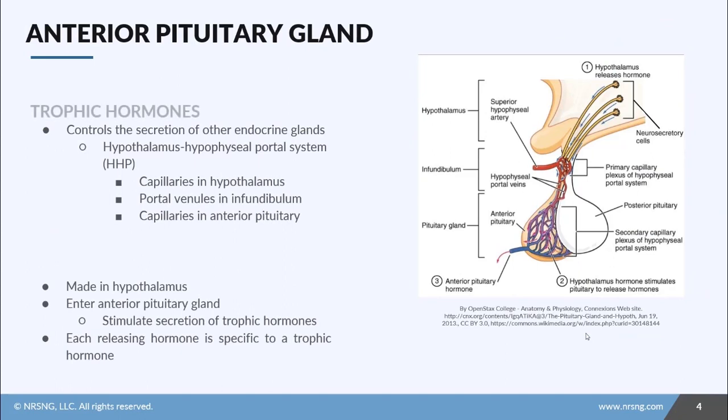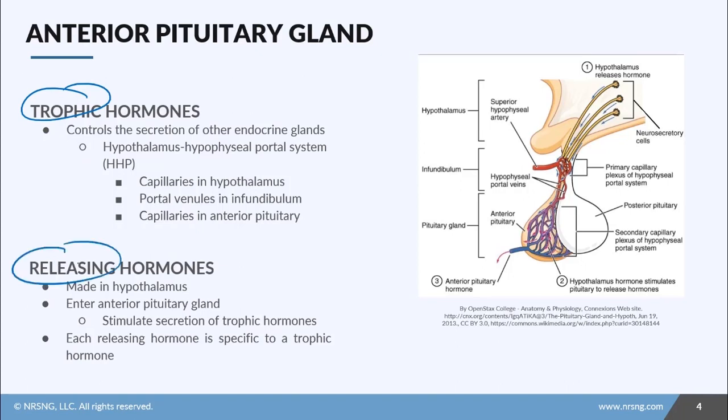Now, in the anterior pituitary gland, there are two sets of hormones that we look at. First is trophic hormones, and then the second one are releasing hormones. With trophic hormones, they're going to control the secretion of other glands. So this happens through the hypothalamic-hypophyseal portal system, and then there are releasing hormones. Now, releasing hormones are made in the hypothalamus, and they enter the anterior pituitary gland, and then they stimulate the secretion of trophic hormones. So releasing hormones first stimulate the secretion of trophic hormones, and then those trophic hormones are then going to stimulate the secretion of other hormones throughout the body.